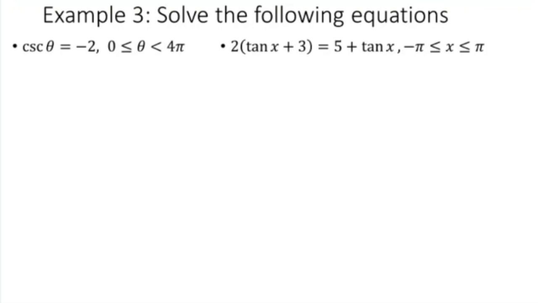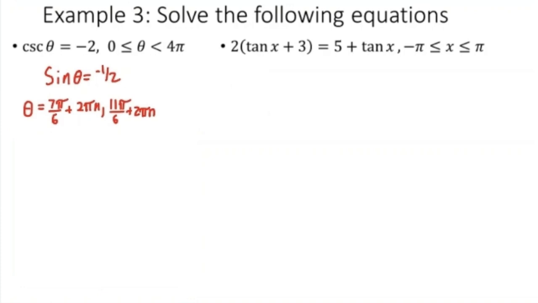Cosecant, we know, is the reciprocal of sine. Well, if 2 numbers are equal, their reciprocals are also equal. So we have that sine theta will equal negative 1/2, since the reciprocal of cosecant theta is sine theta, and the reciprocal of negative 2 is negative 1/2. Now, if we go to our unit circle, what angles cause sine to be negative 1/2? That would be 7 pi over 6 and 11 pi over 6. And remember to add the 2 pi n to represent the entire family.